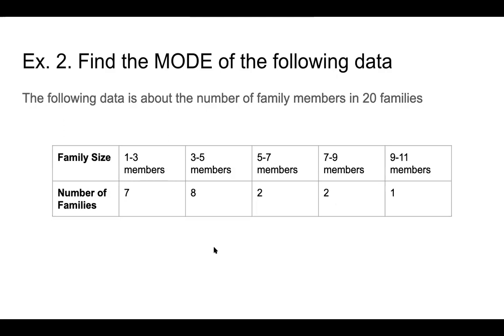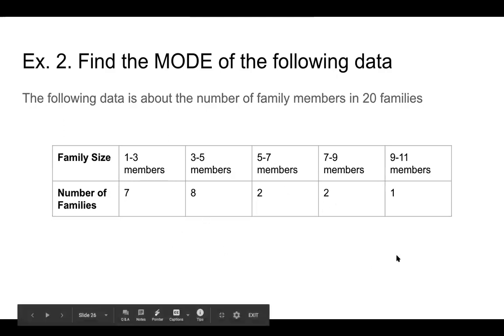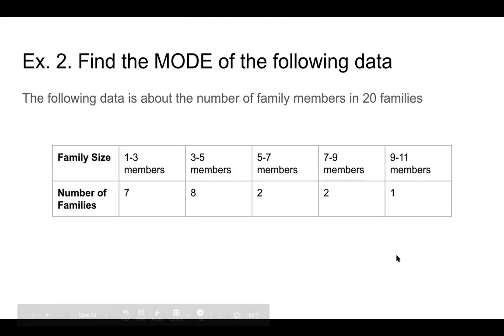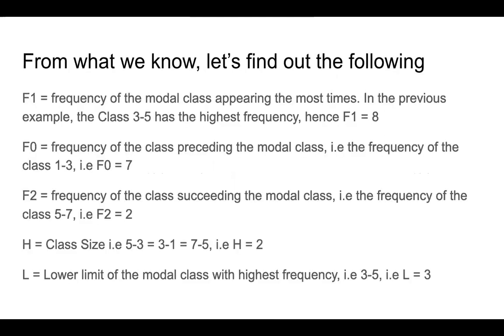Let us try to find the mode of the data. Now what do we mean by this mode? What are we trying to find out? We are trying to find out that out of these 20 families, some family has some number of people, some family has some number of people. What is the maximum number of families which have the same number of people? That is what mode is. Okay, so let us try to find that out.